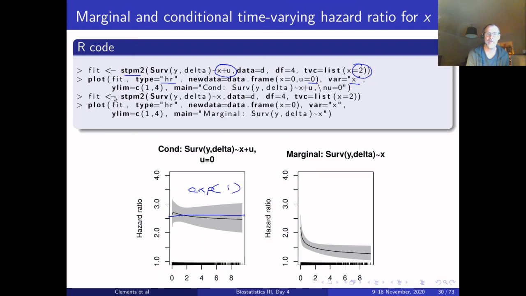So then what we can do now is fit a marginal model, not adjusting for U, again allowing for a time varying hazard ratio, and again doing a hazard ratio here for an increment in X, and then we find a very, very strong time varying effect. So the conditional effect is constant, but the marginal effect starts off at a value which is actually quite similar and then declines down towards 1.